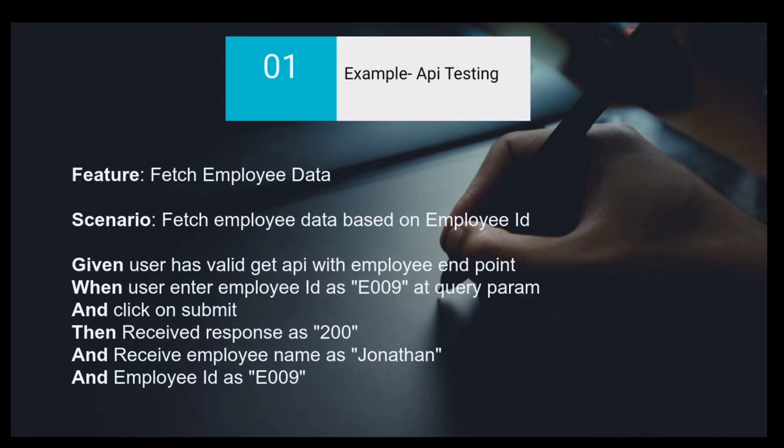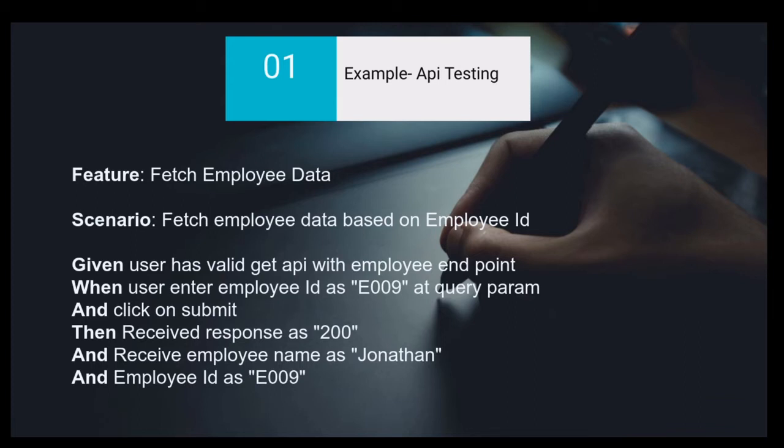The first example I'm going to show you is how we can write an API testing scenario. Suppose I have a feature where my API fetches the employee data. So this is my requirement: I have one GET API, and that API will fetch all the data of a particular employee from the DB. So I just mentioned the feature: fetch employee data.